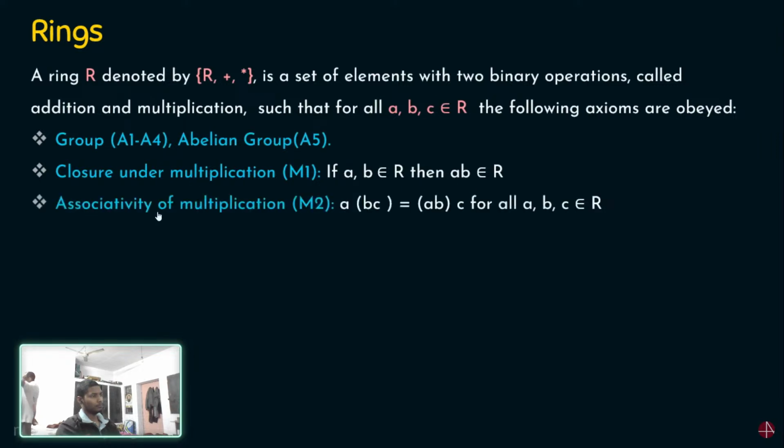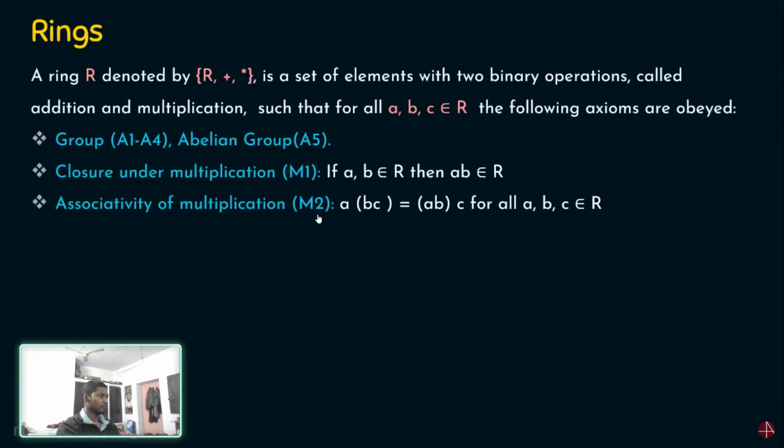In addition to this, it should be associative under multiplication. That is, M2 should also be satisfied. So A into (B into C) is equal to (AB) into C. If you note here, I am not mentioning the multiplication symbol. By default, the multiplication symbol is applied. So for all the values A, B, C belonging to R, the result A(BC) or (AB)C must also belong to R. And also, this side should be equal to this side. So if this is also satisfied, then M2 is satisfied.